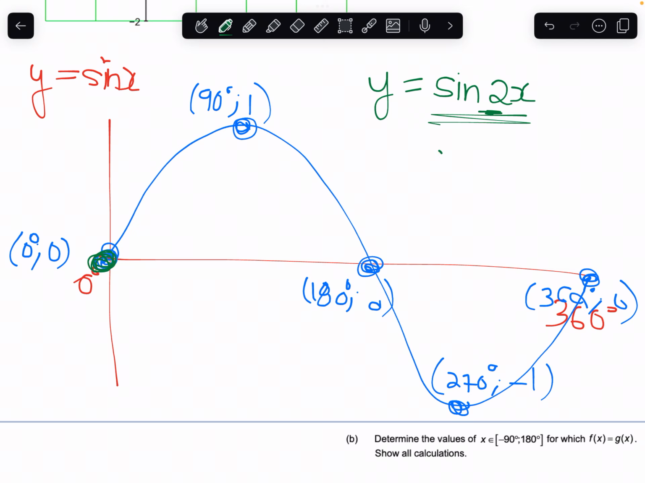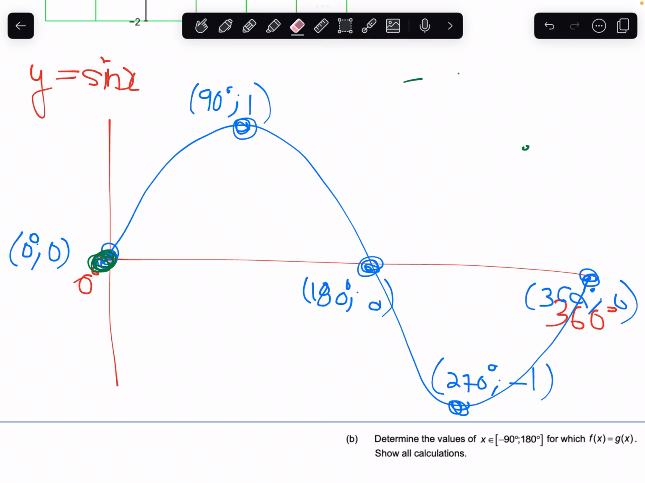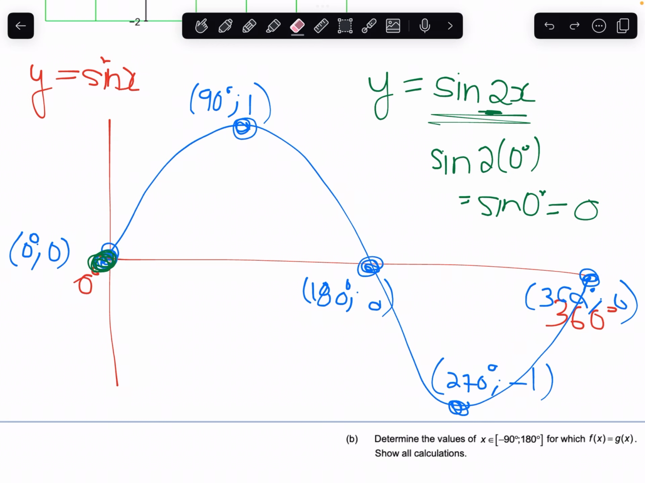And you can just test that, right? Sine of 2 times 0 is still just going to be sine of 0, which we know is 0. So that point doesn't change. So it's almost like the squish. Okay, let me not go there. Oh, I rubbed out everything. My eraser is a bit too violent.